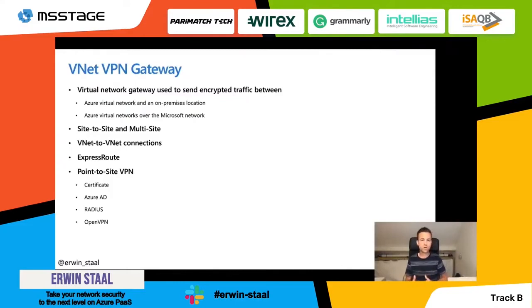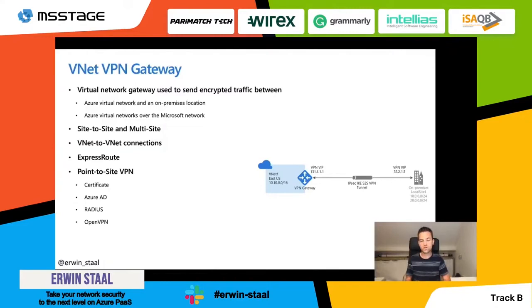There are a few different options in Azure you can pick from, depending on your needs. We're going to go through the list of them to see the options here. So the first option you have is the site-to-site or multi-site connection, which is basically a VPN connection between your office location and a VPN gateway within Azure.